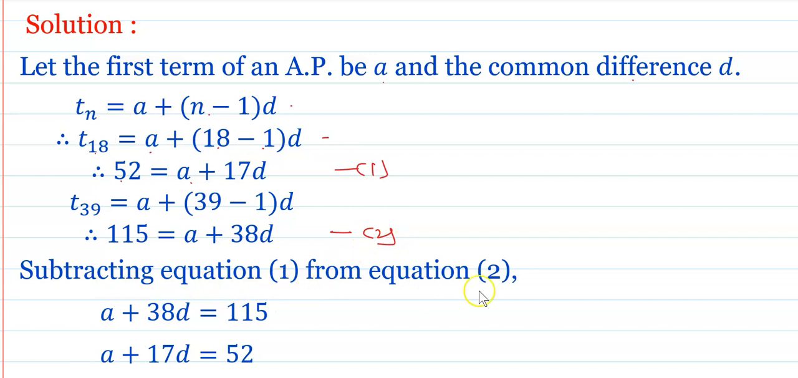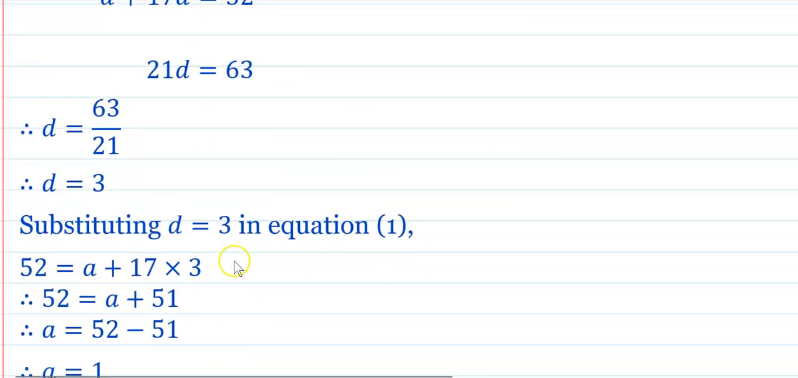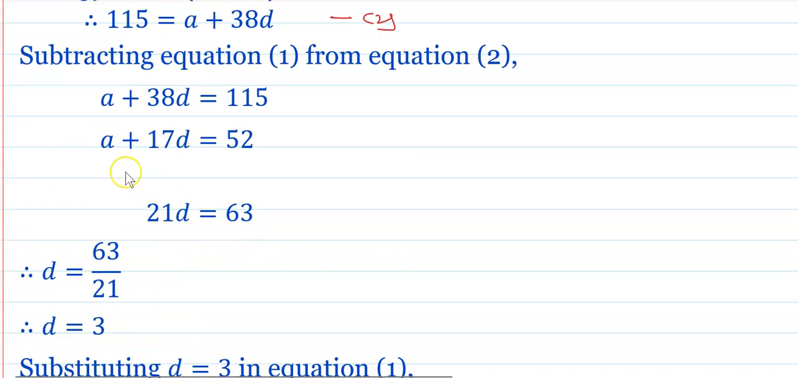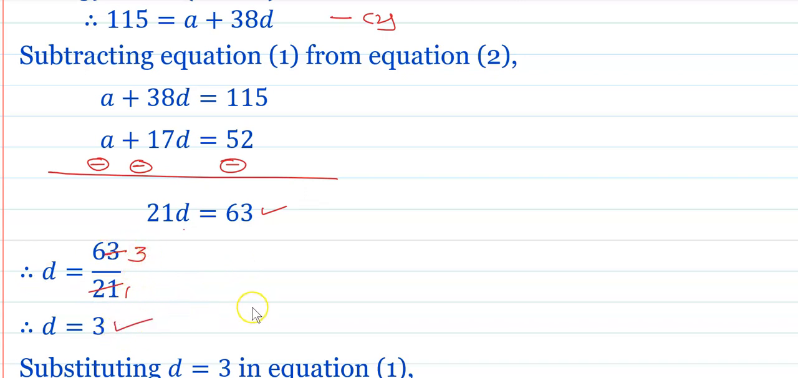Subtracting equation 1 from equation 2. A plus 38D is equals to 115. A plus 17D is equals to 52. On subtraction, what will you get here? Minus and minus. Plus A minus A get cancelled. 38D minus 17D, you will get 21D. 115 minus 52, you will get 63. Therefore, D is equals to 63 upon 21. This division is very simple. D is equals to 3.